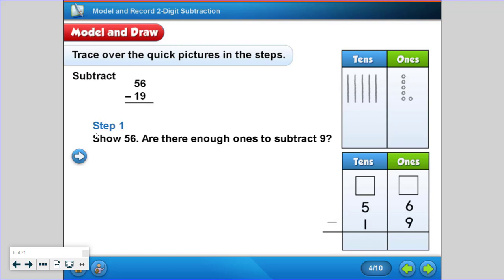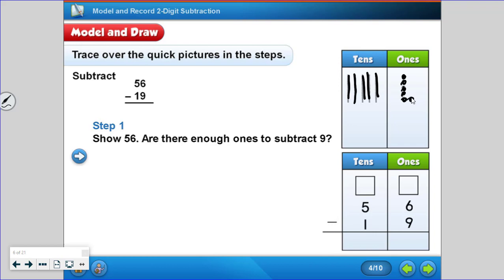So here we go. Step 1. So look at step 1 on your paper. It's the one on the far left. It says show 56. Are there enough ones to subtract 9? So you can see that here's the problem. Show it two ways. We've got 56 minus 19. Then we're going to show 56 with a quick picture. So you can trace over that like they said. So when they say trace, that means do this, right? And then 1, 2, 3, 4, 5, 6.